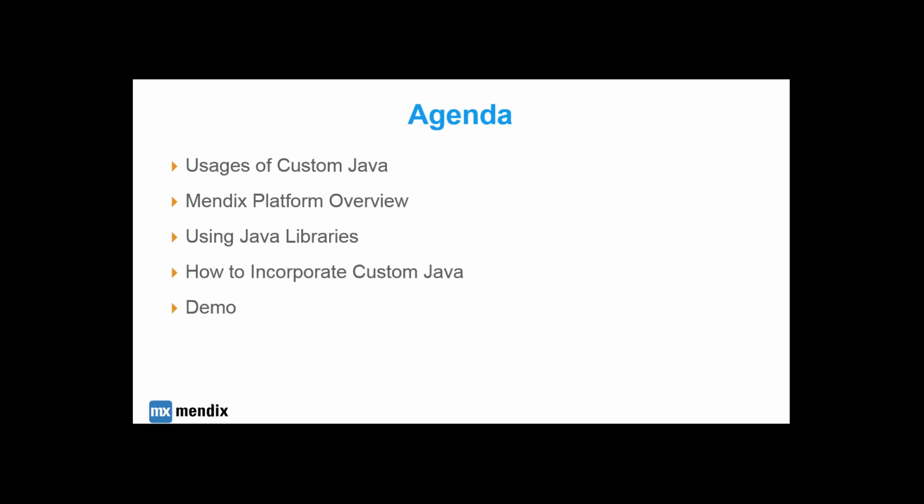So as far as agenda items, we're going to go over some custom use cases for why we would be using Java. Like I said, a little bit about the platform, how this works, what that means as far as using different kinds of Java libraries, how we incorporate it into our model, and then Jasper is going to take us through a demo of how we can tie all of this together.